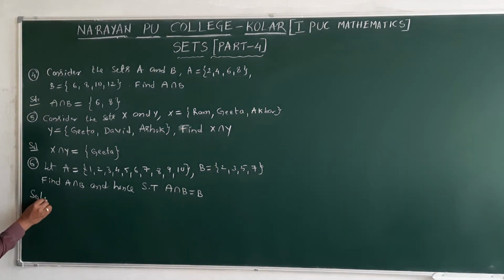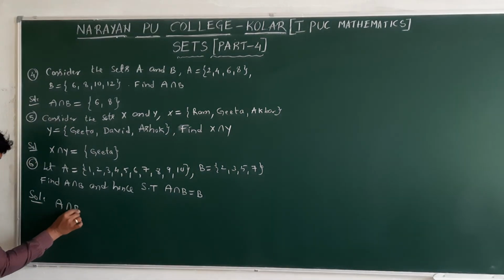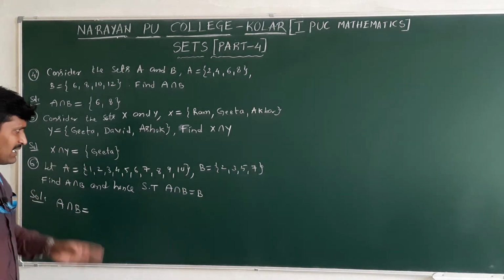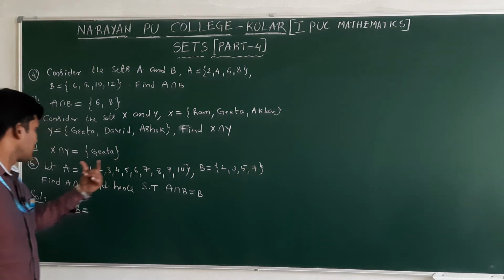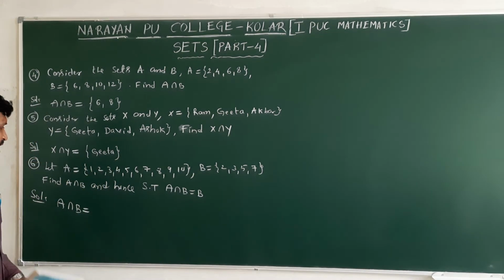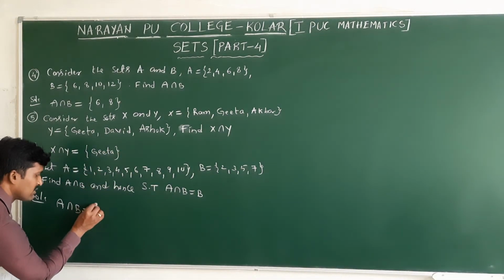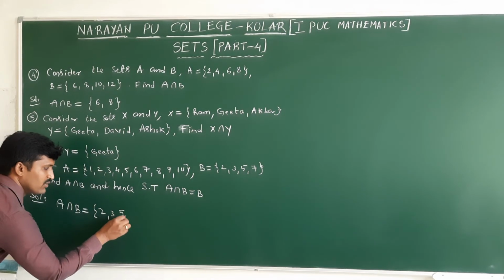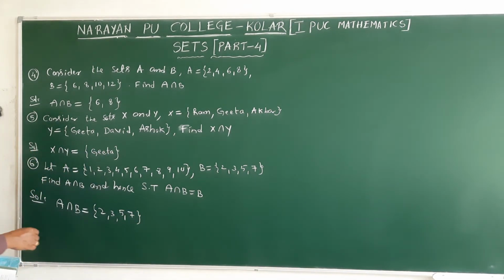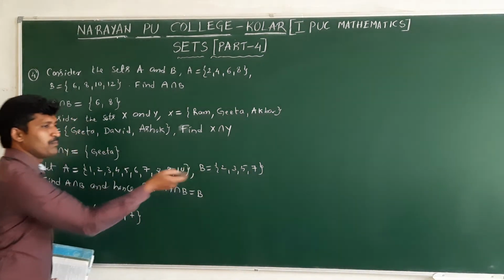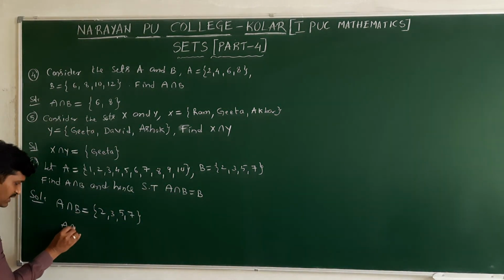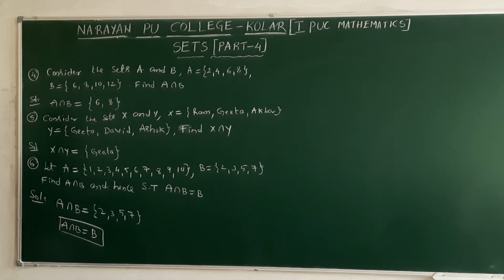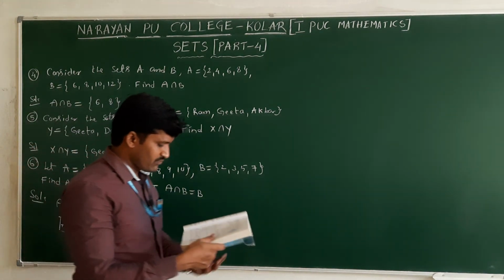Now first I will find out A intersection B. Clearly B is a subset of A. That's why if you check, what common elements do you get between A and B? You get 2, 3, 5, 7 only. This 2, 3, 5, 7 is which set again? B set. From this we can write, A intersection B equal to B is the answer.